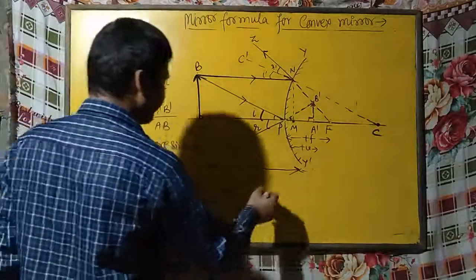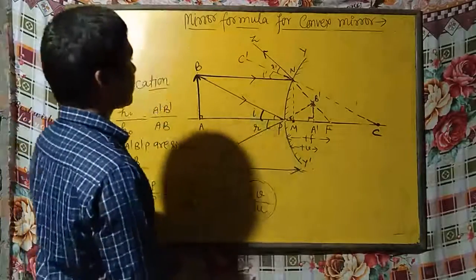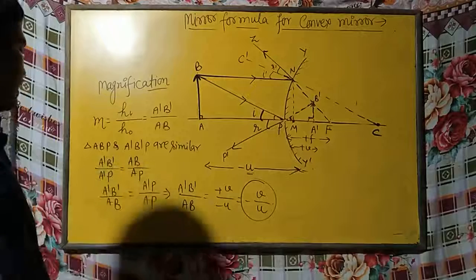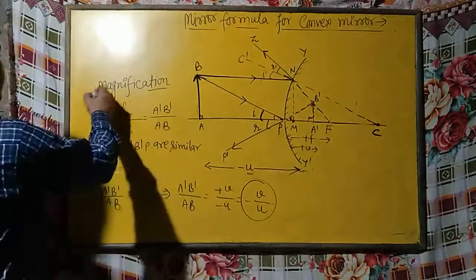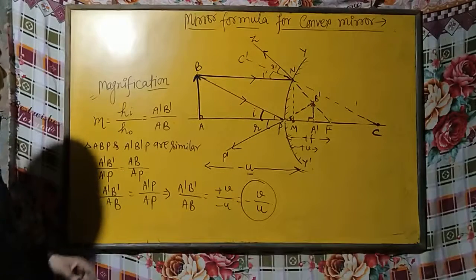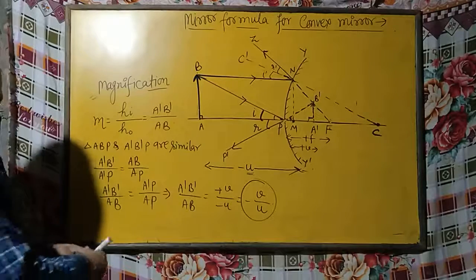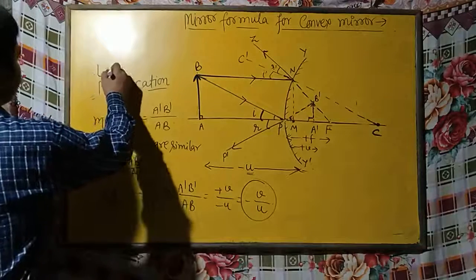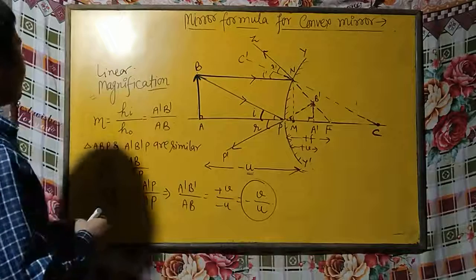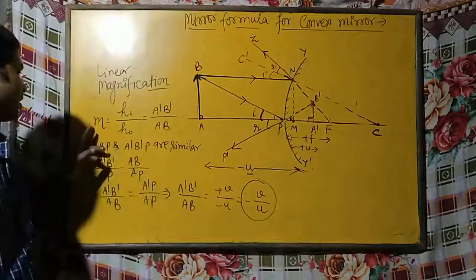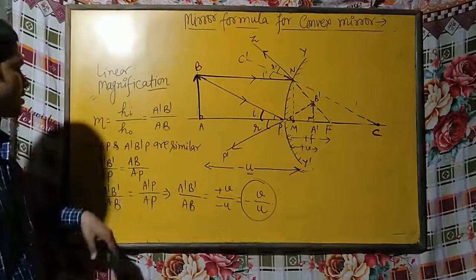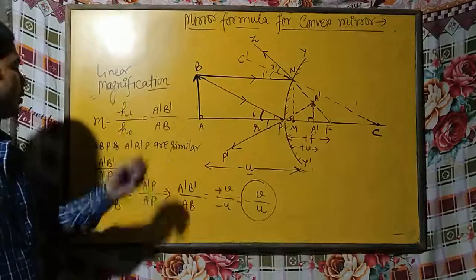So this one is the magnification produced by the concave mirror. I hope you understand the magnification. This is linear magnification. Linear magnification is defined as the ratio of the height of the image to the height of the object. You can see here A dash B dash upon AB.